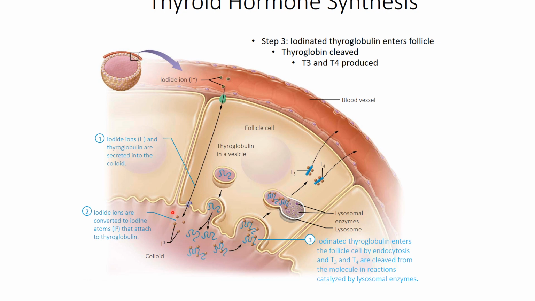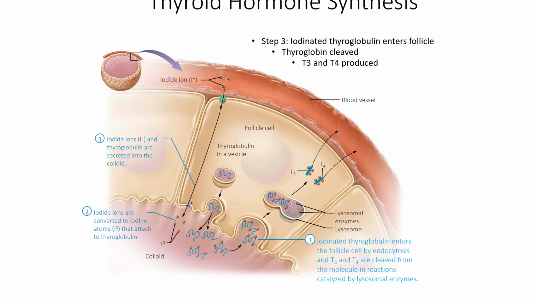Okay. Now, depending on where it cuts, we could get 3 iodine molecules and 4 iodine molecules. So T3 is the more active form of thyroid hormone compared to T4. But it's where we make these cuts along the thyroglobulin molecule that's going to determine if it's T3 or if it's T4, and whether it contains 3 iodine molecules versus 4.